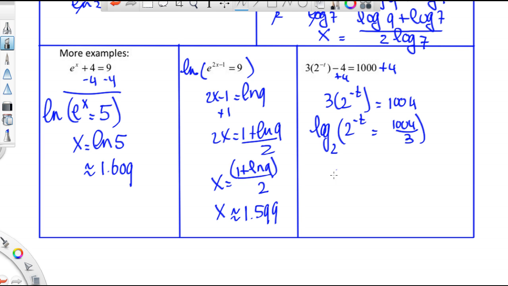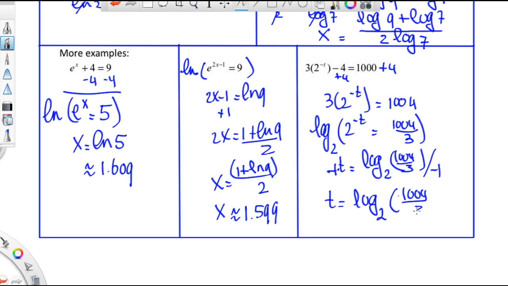So if you do this, you're going to end up with a calculator answer that might be difficult to do, right? So if you do this, then these match, so you get negative t is equal to the log 2 of 1004 divided by 3 as a quantity, and then think of that as a negative 1, so divide by a negative 1. So that would be your answer. It would be t equals the log 2 of 1004 divided by 3. Now that whole thing was divided by a negative, so that just puts a negative over here. Well, that's one way to solve it.